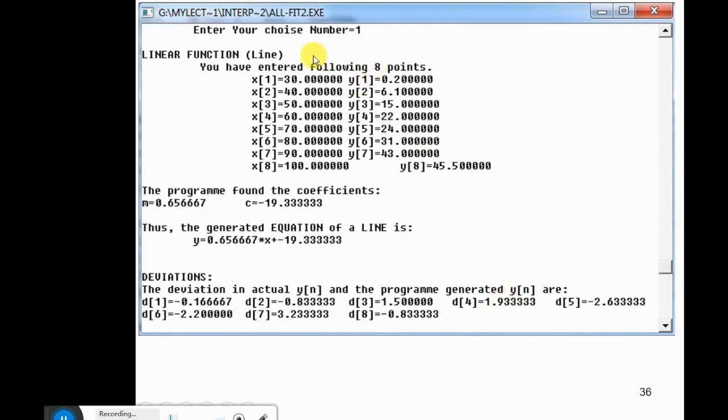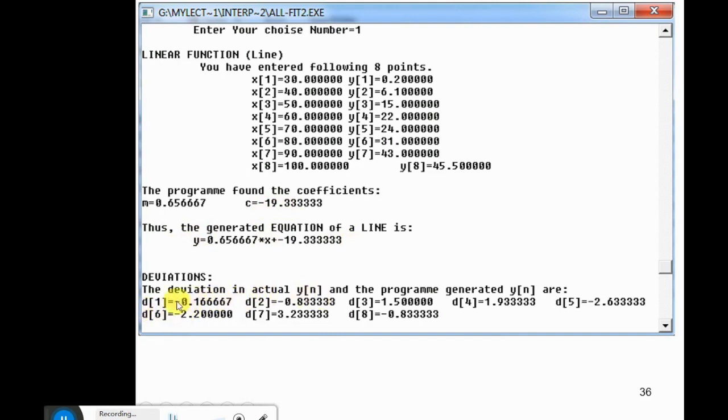By doing so, it will once again show you the data, whether it is correct or not, so you can go through it. And from the program, we have found m equal to 0.656667 and c equal to minus 19.3333. So here we have the equation of the line like this.